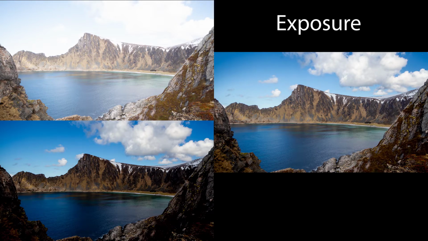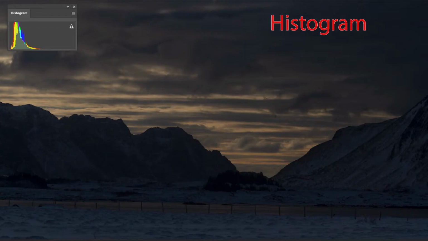A good tool is histograms. Most cameras have one, but image processing programs have it too. With this, you can clearly see how the image is exposed. Here we see a rather dark picture. In the upper left corner you will see a histogram. The left side of the histogram indicates shadows and the right, highlights. This image is dominated by dark parts.